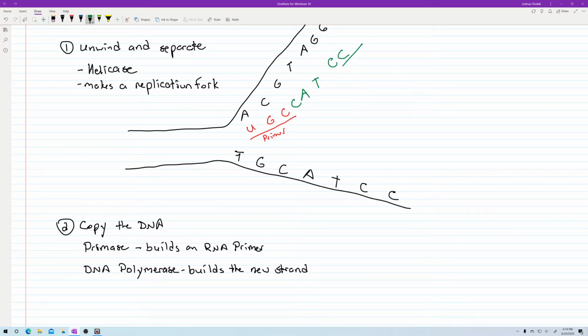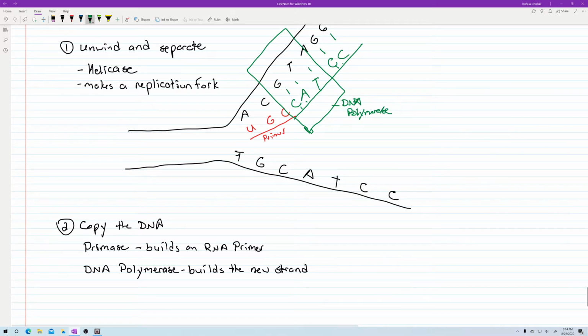Okay, it's going to add a new DNA strand here that will bind through hydrogen bonds to the old strand. Okay, and it's going to do this along the entire length of the DNA. It's going to start at the primer and it's going to go. And so if you want to, you can think of DNA polymerase as an enzyme box that is going to go and is going to synthesize the strand.